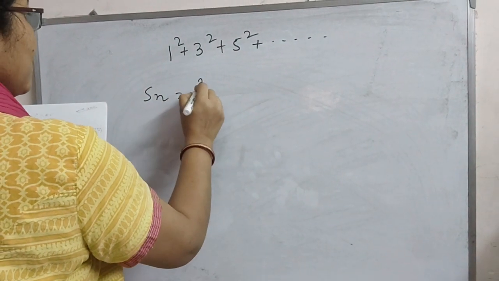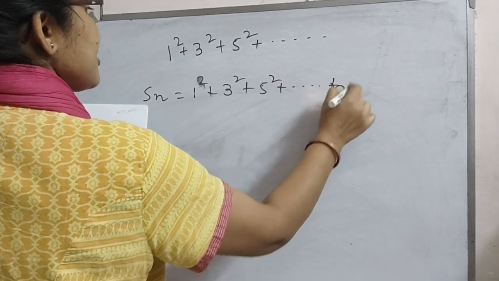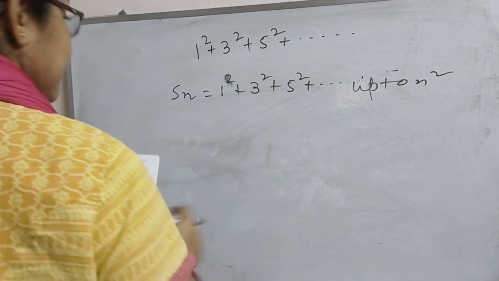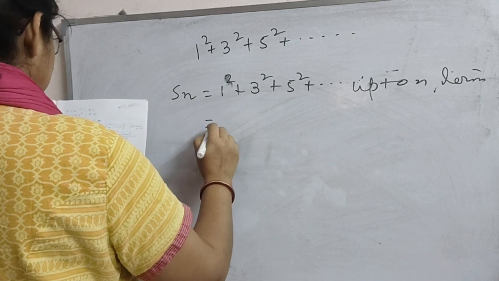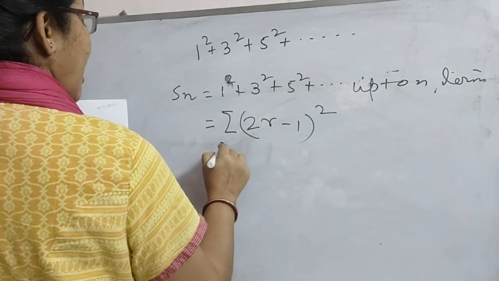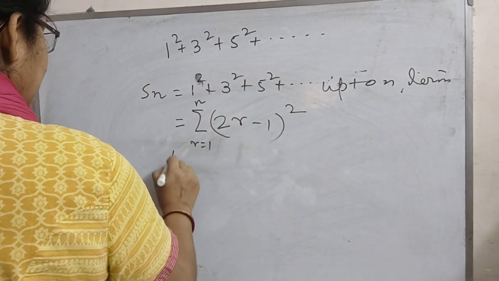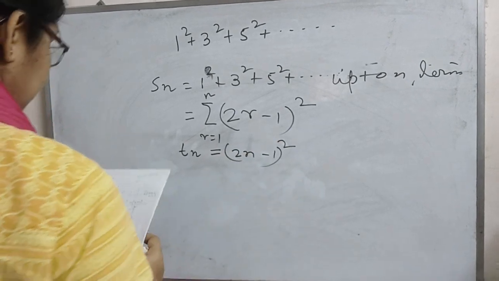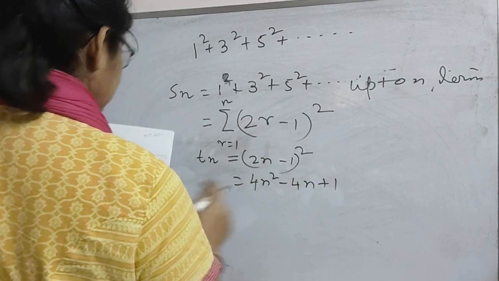So here Sn equal to 1 square plus 3 square plus 5 square up to n square, that means up to n terms. This equal to the sum of 2r minus 1 square where r equal to 1 to n, right? That is, I can write Tn equal to 2n minus 1 whole square. Clear? This equal to 4n square minus 4n plus 1.